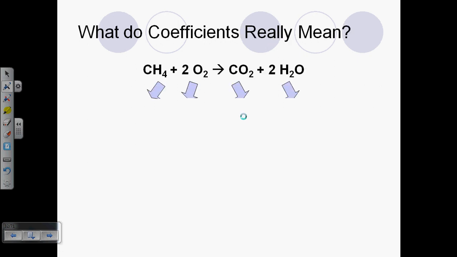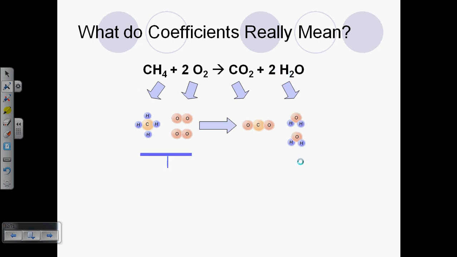So what do they really mean? Well, if we look at this formula equation right here and draw it out into diagrams, we can see that we have methane. You can see that there's 1 carbon with 4 hydrogen. If we have 2 O2s, that means we have 2 oxygens connected together in that diatomic molecule. We have a CO2, a C in the middle with 2 oxygens, and then if we have 2 waters, we have 2 water molecules. So our coefficients balance out this equation.